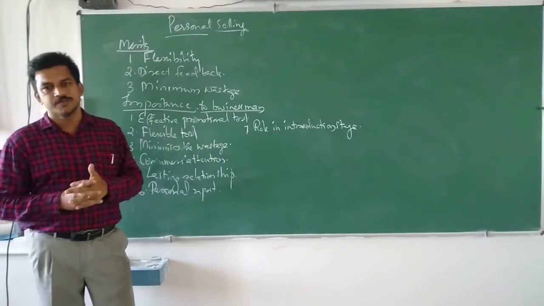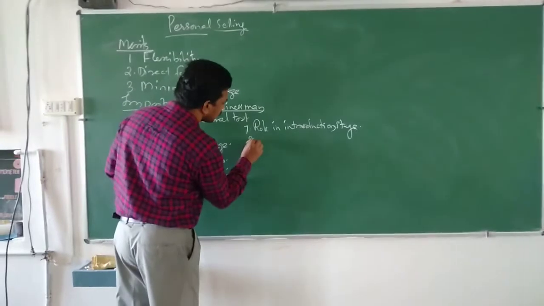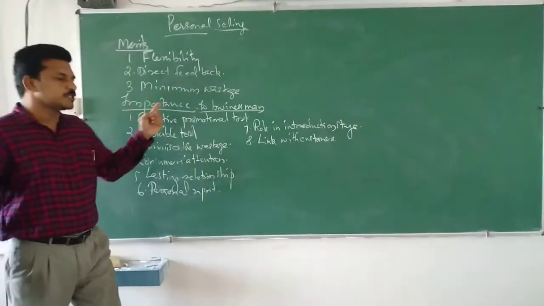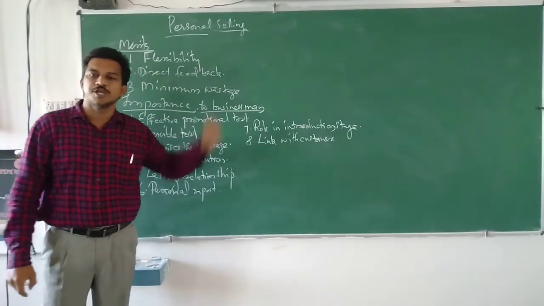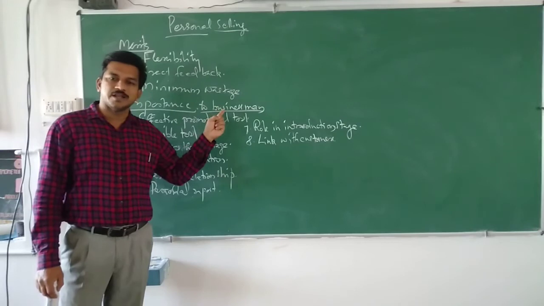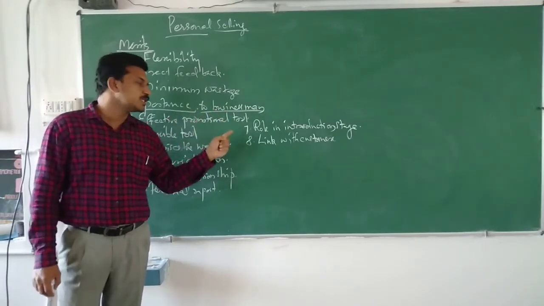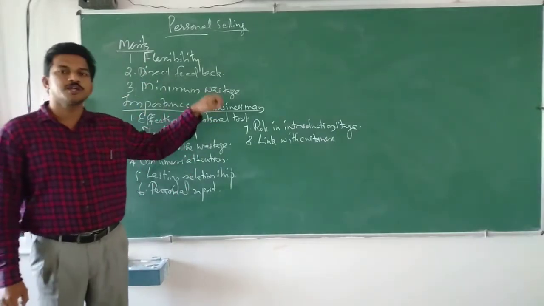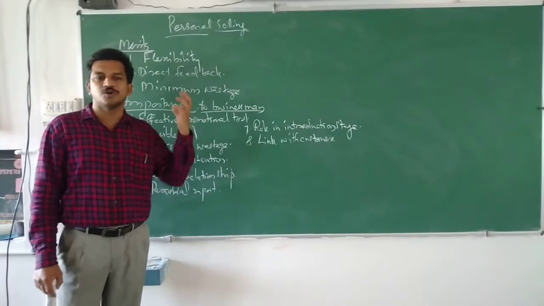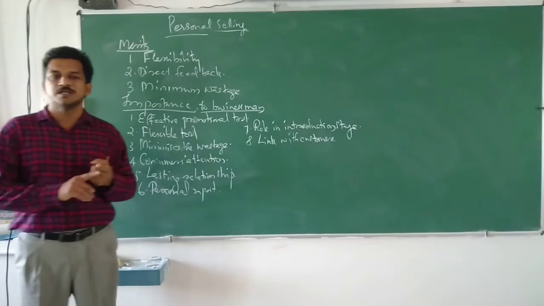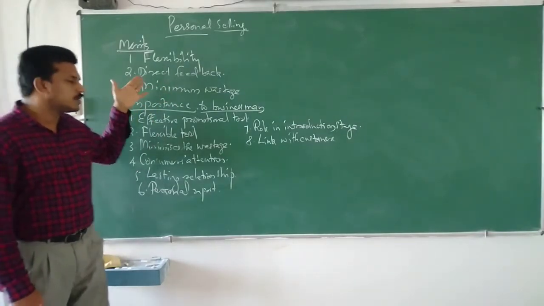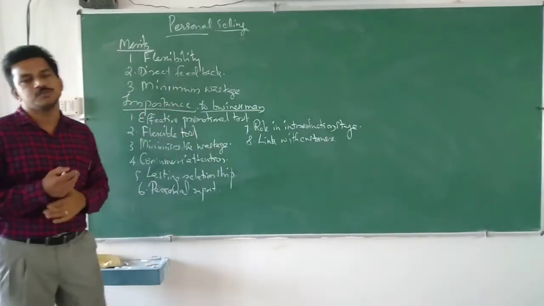And another important thing is that it has a link with the customers. That means the businessman can develop a link with the customers, and that link is the salesman. The salesman acts as the link between the businessman and the customers, because the salesman informs the customers about new products produced and marketed by the businessman. And he can communicate to the businessman the problems or suggestions given by the customers. So in between he can act as a mediator. So these are all the importance of personal selling to the businessman.